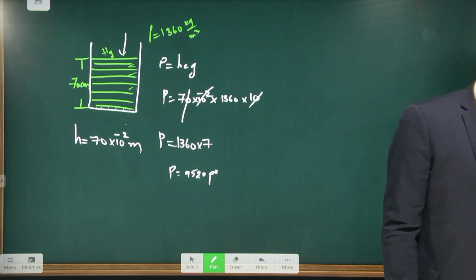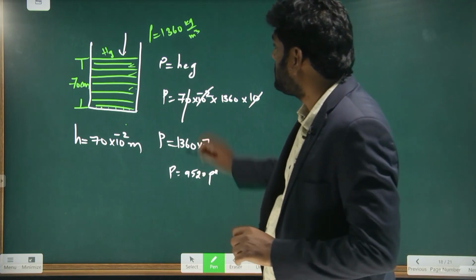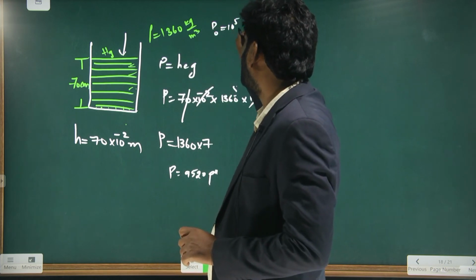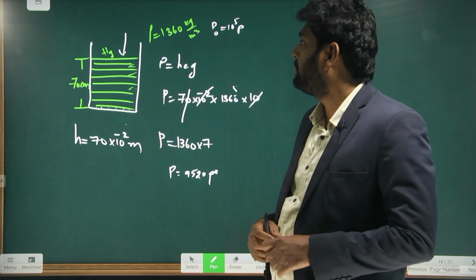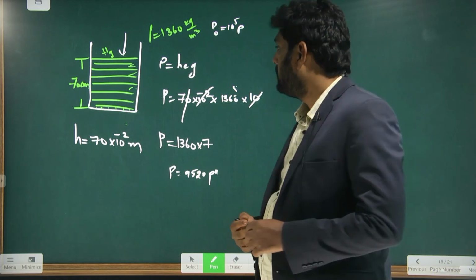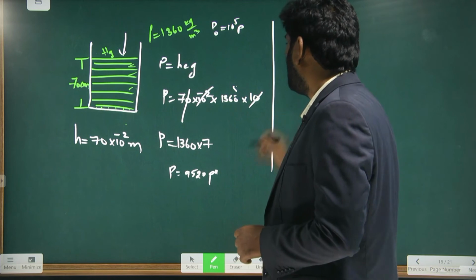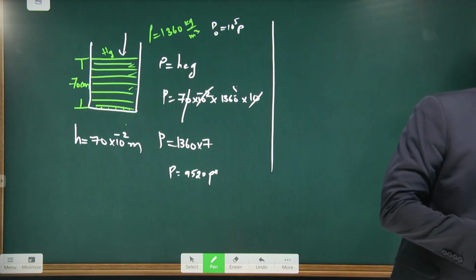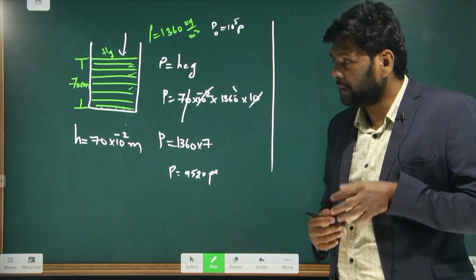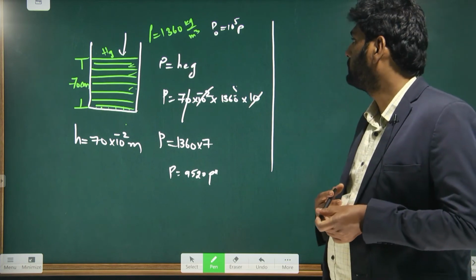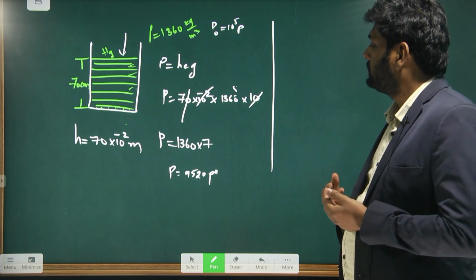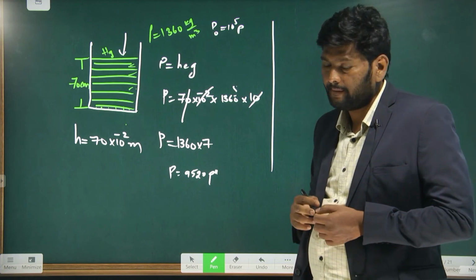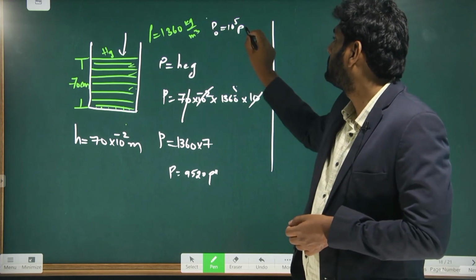Atmospheric pressure also increases here. Atmospheric pressure P naught you can take 10 power 5 pascals. When this atmospheric pressure is also included, then what is the pressure exerted by the liquid? Tell me, how much is the value of atmospheric pressure? 10 power 5 pascals.